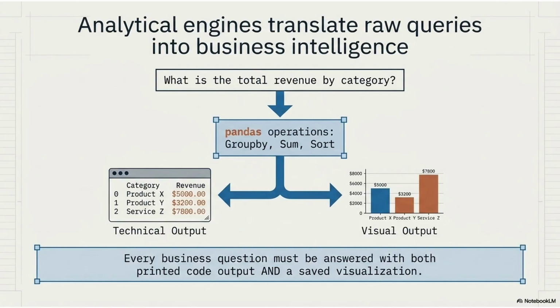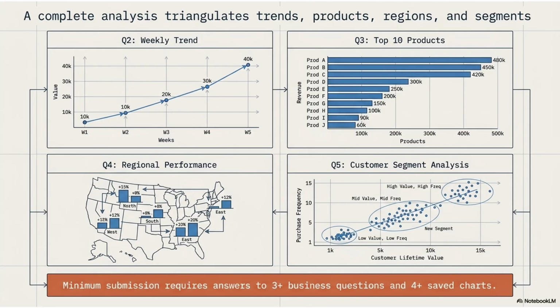Both outputs are required for every business question. The rule at the bottom is a grading requirement. Every business question must be answered with both printed code output and a saved visualization. A group by result without a chart is incomplete. A chart without the underlying group by calculation is unverifiable. Both together constitute a complete analytical answer. A complete analysis triangulates the data from multiple analytical angles.